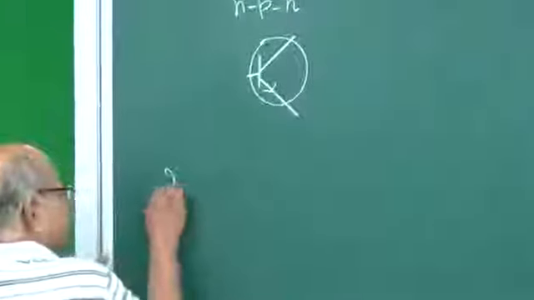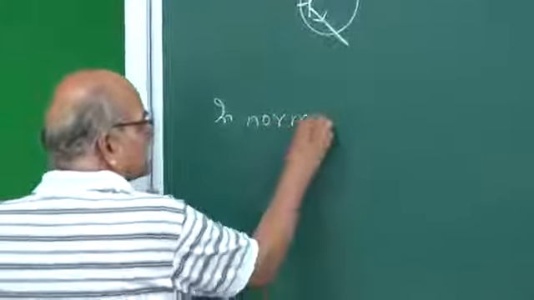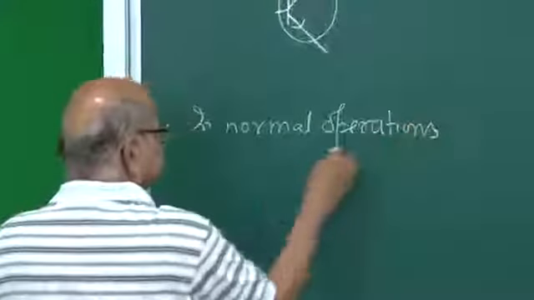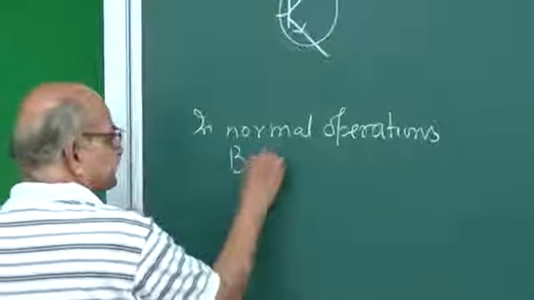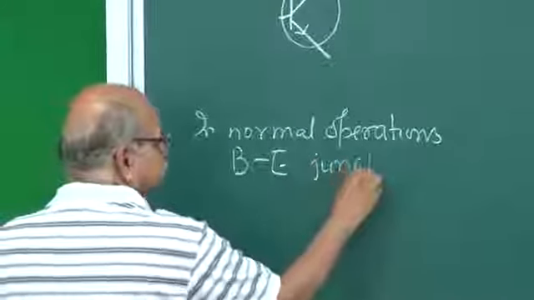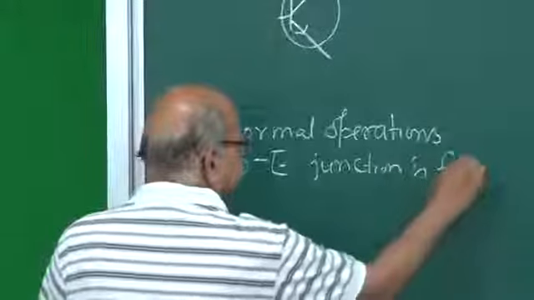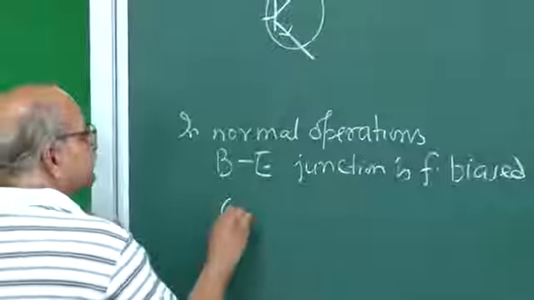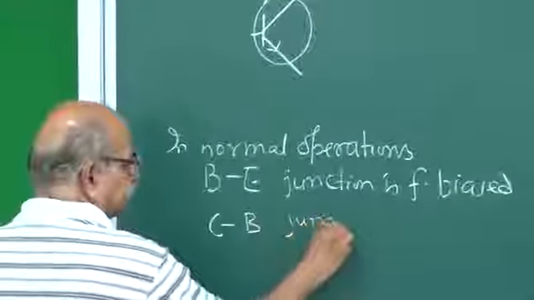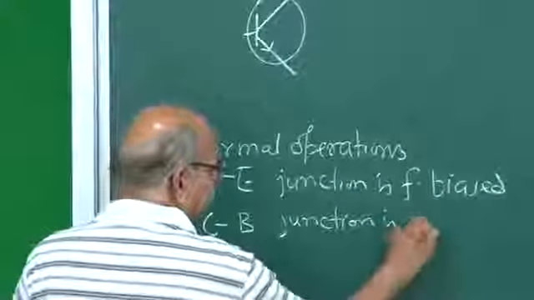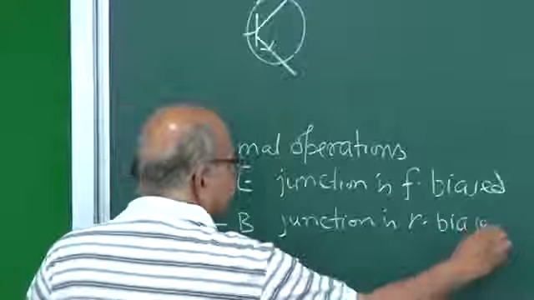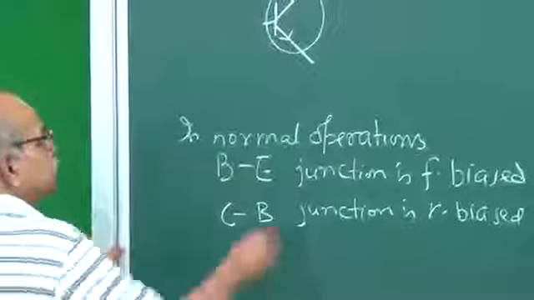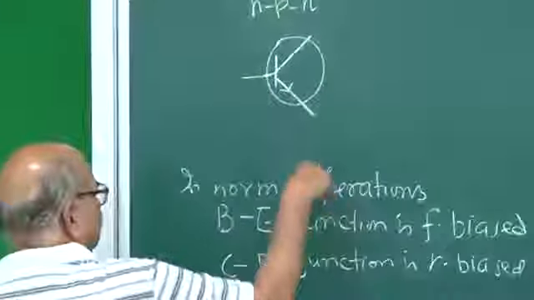Okay. So, in normal operations, this is important. In normal operations, this base emitter junction is forward biased, whereas this collector base junction is reverse biased. So, this is an important thing to remember, that it happens like this. And then the biasing is according to this description.